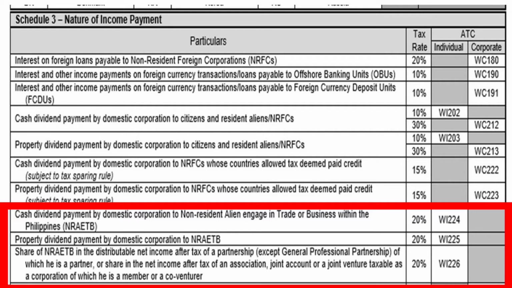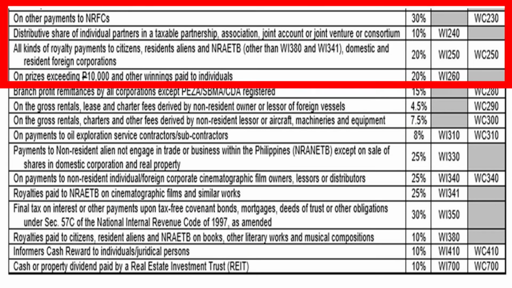Share of non-resident alien engaged in trade or business in the distributable net income after tax of a partnership, except general professional partnership of which he is a partner, or share in the net income after tax of an association, joint account, or a joint venture taxable as a corporation of which he is a member or a co-venturer, 20% individual, W1226. On other payments to non-resident foreign corporations, 30% corporation, WC230.